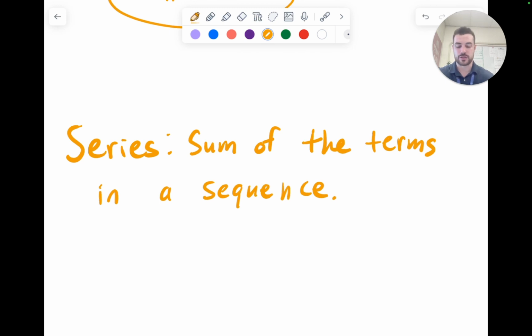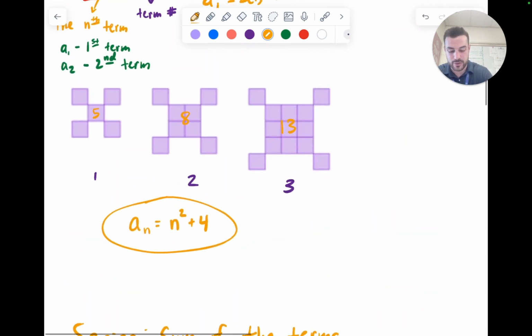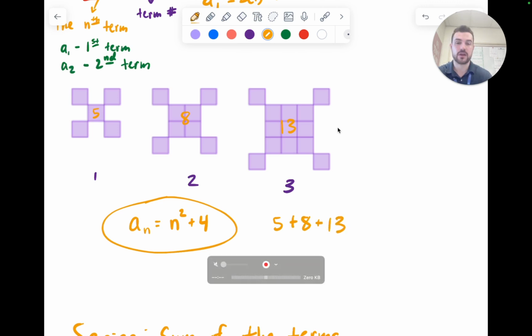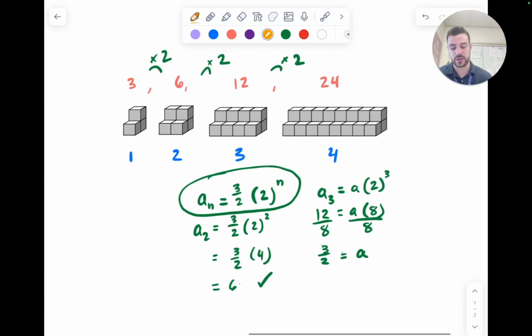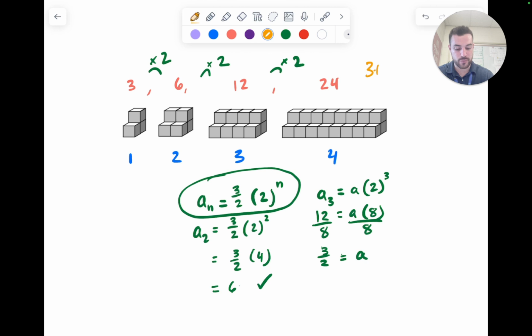in a sequence. So if we go back up here, the series in this example would be 5 plus 8 plus 13. Again, we could easily do those values there. 5 and 8 gives us 13. 13 and 13 is 26. So this series, where we are adding the first three terms in this sequence, has a sum, or a total, a value of 26. Similarly, we could do 3 plus 6 plus 12 plus 24.